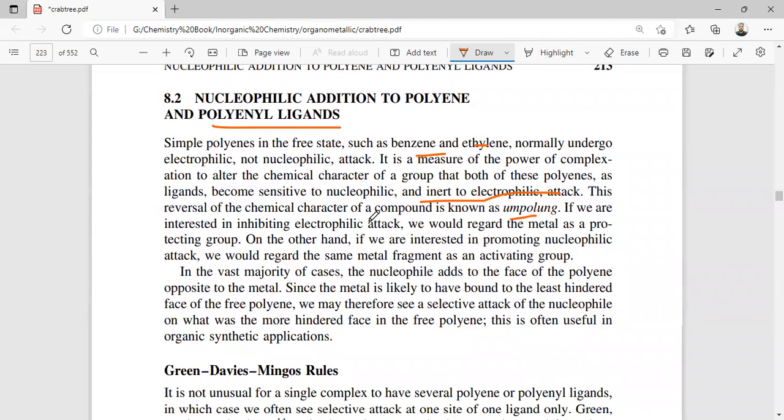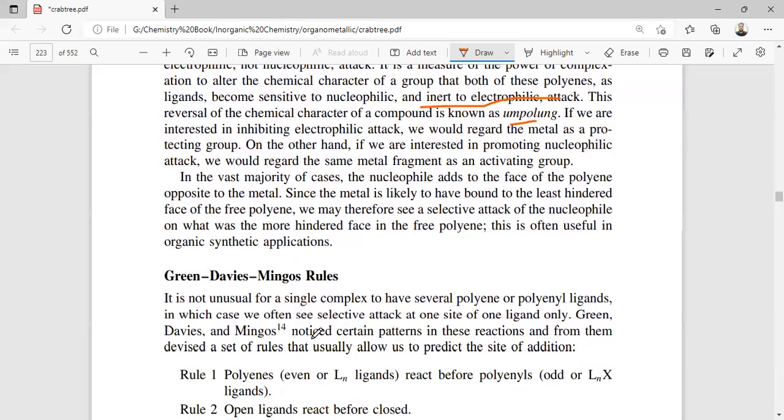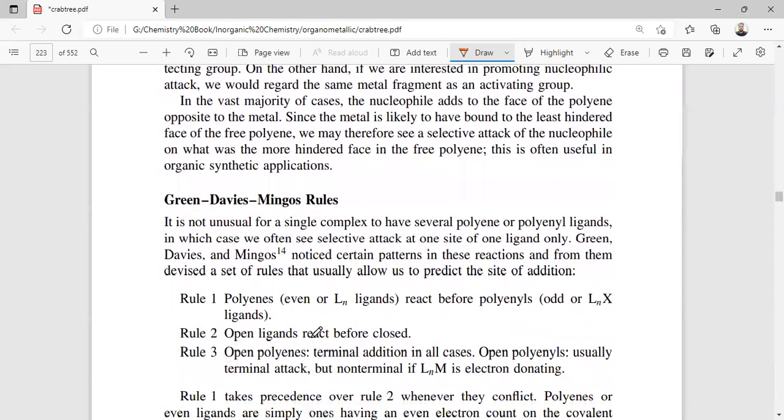In the vast majority of cases, nucleophiles add to the face of the polyene opposite to the metal, since the metal is likely to be bound to at least that face of the free polyene. We may therefore see a selective attack of the nucleophile on what was the more hindered face in the free polyene. This is often useful in organic synthetic applications. Now we will discuss the Green-Davies-Mingos rules.